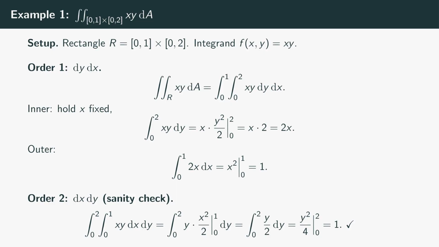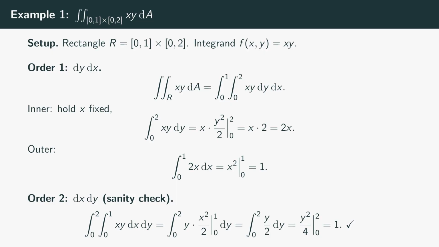Now the outer integral, the integral from 0 to 1 of 2x dx, which is x squared evaluated from 0 to 1, which equals 1. Now order 2 as a sanity check: the integral from 0 to 2 of the integral from 0 to 1 of xy dx dy. Inner integral over x from 0 to 1, with y held fixed: y times x squared over 2 evaluated from 0 to 1, which is y over 2. Outer, the integral from 0 to 2 of y over 2 dy, which is y squared over 4 evaluated from 0 to 2, which equals 4 over 4, which is 1. Same answer either way, as Fubini promised.